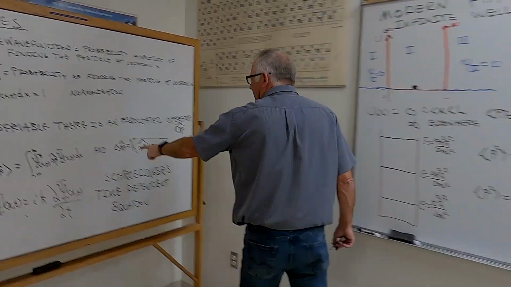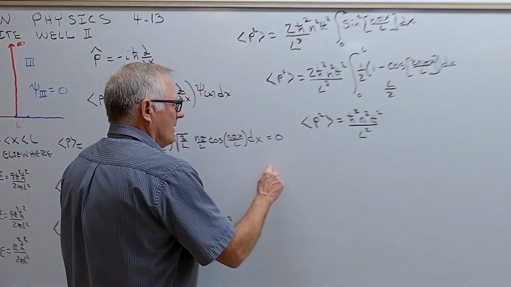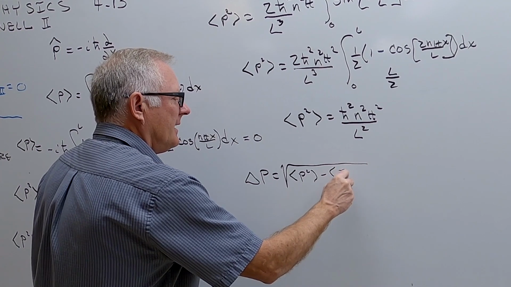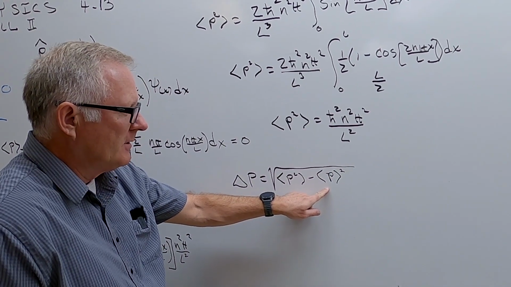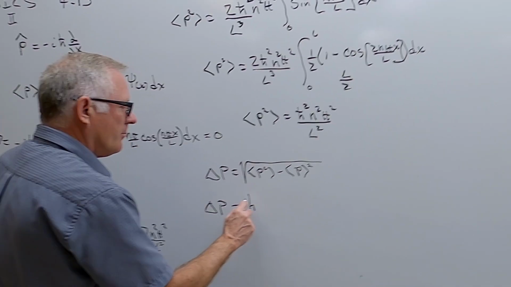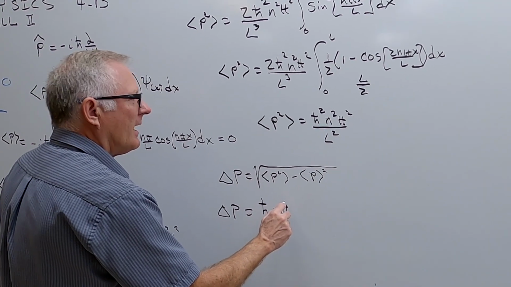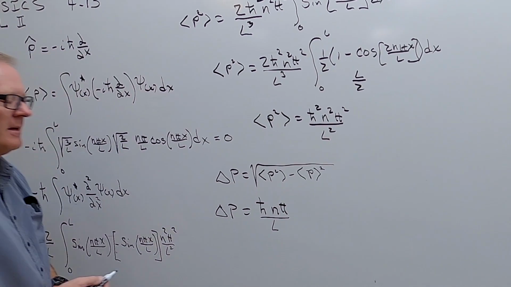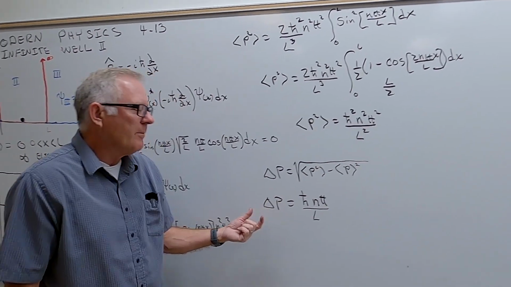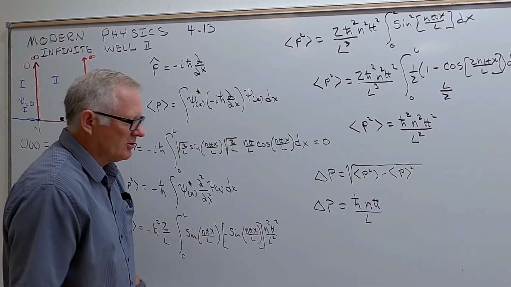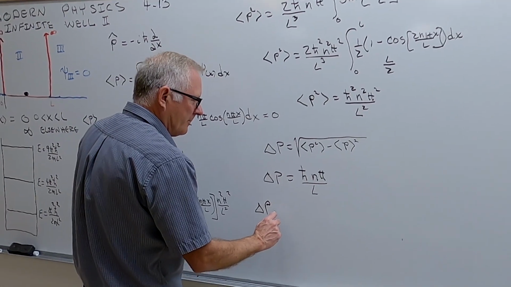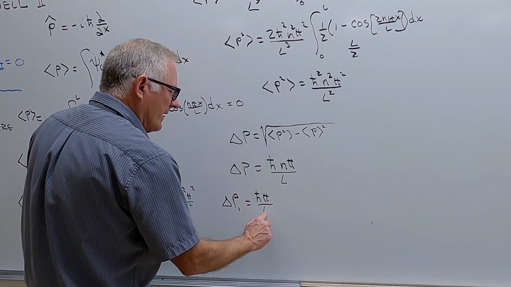Okay, well that gives me my p squared. So now we can find the uncertainty in the momentum using this equation. The uncertainty in the momentum is equal to the square root of p squared average minus average p, squared. This term was 0, and so all we have to do is take the square root of that. So the uncertainty in p is just h bar n pi all over L. That would be the uncertainty for every state. You notice as the state gets bigger and bigger, the uncertainty in the momentum gets bigger. Why? Because the energy is getting bigger. If you have more momentum, you're going to be more uncertain. So the uncertainty in momentum for the ground state, the lowest state where n equals 1, would just be h bar pi over L.